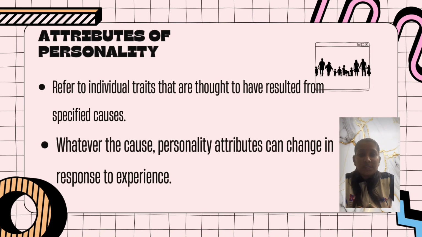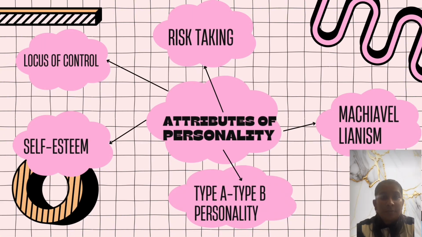Attributes of personality refers to individual traits that are thought to have resulted from specific causes. Whatever the cause, personality attributes can change in response to experience. Attributes of personality: number 1 is locus of control. Number 2, Machiavellianism. Number 3, self-esteem. 4, risk-taking. And 5, type A, type B personality.